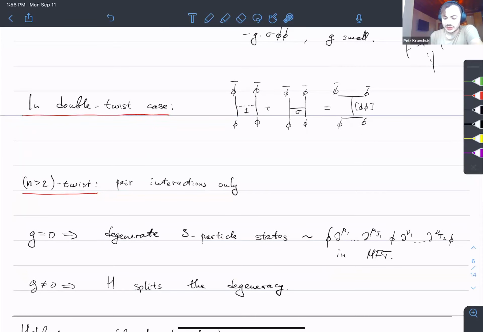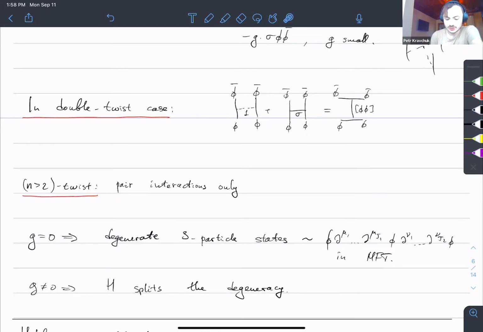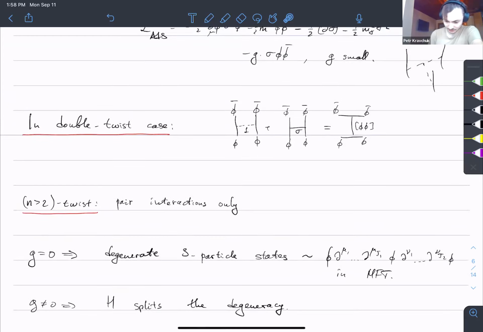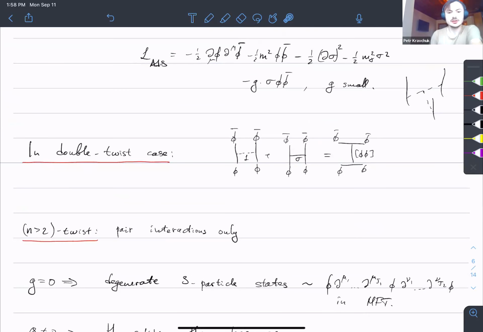And what's going to happen when we add perturbations is that the subspaces that we had in the MFT, which were degenerate, will break. The degeneracy will be broken, and breaking the degeneracy is some non-trivial diagonalization problem for whatever interaction Hamiltonian this produces.